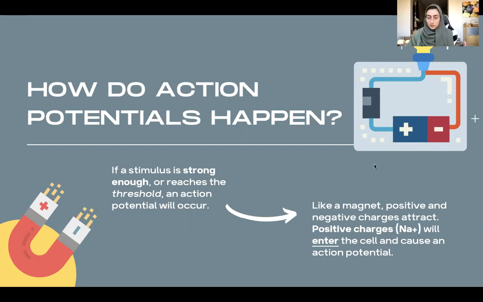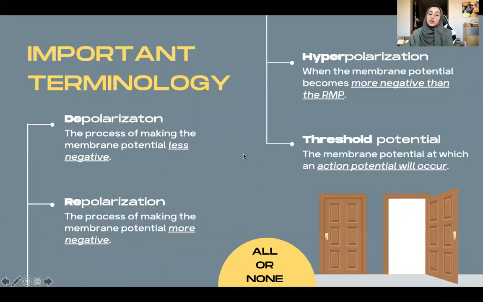Okay, so once an action potential does happen, what do we see? We said the inside of the cell is negative, right? Like a magnet. So the inside of the cell is negative. And once those voltage gated sodium channels open, what's going to happen? Negative attracts positive, right? And sodium is a positive ion. So it's going to rush into the cell, and that's going to cause an action potential. So let's look at this again.